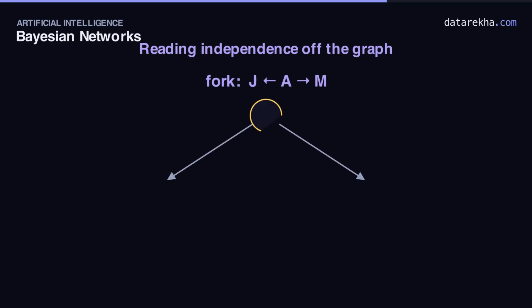Second, a fork. One alarm feeding both John and Mary. On their own, the calls look linked, since both point back to the same alarm. But fix that common cause, and the link vanishes. Given the alarm, John and Mary are independent.